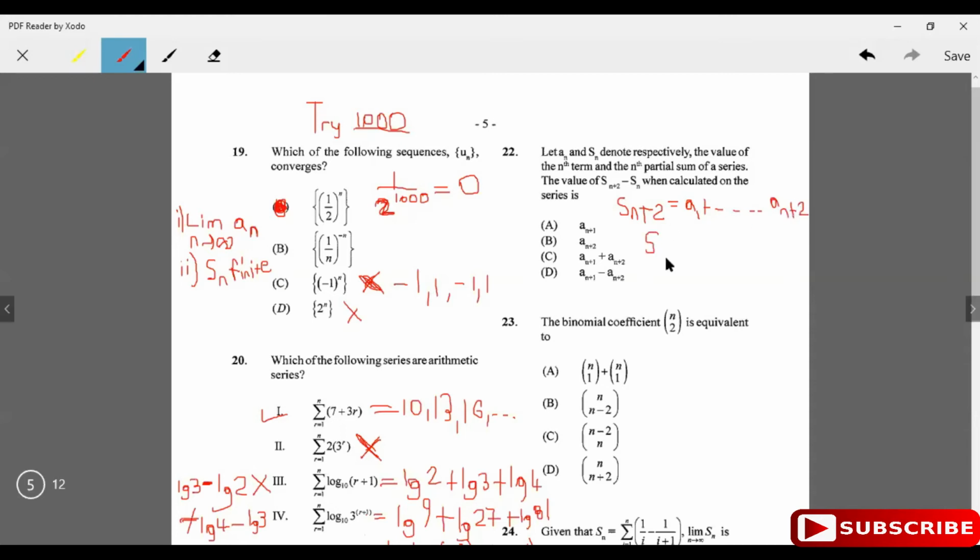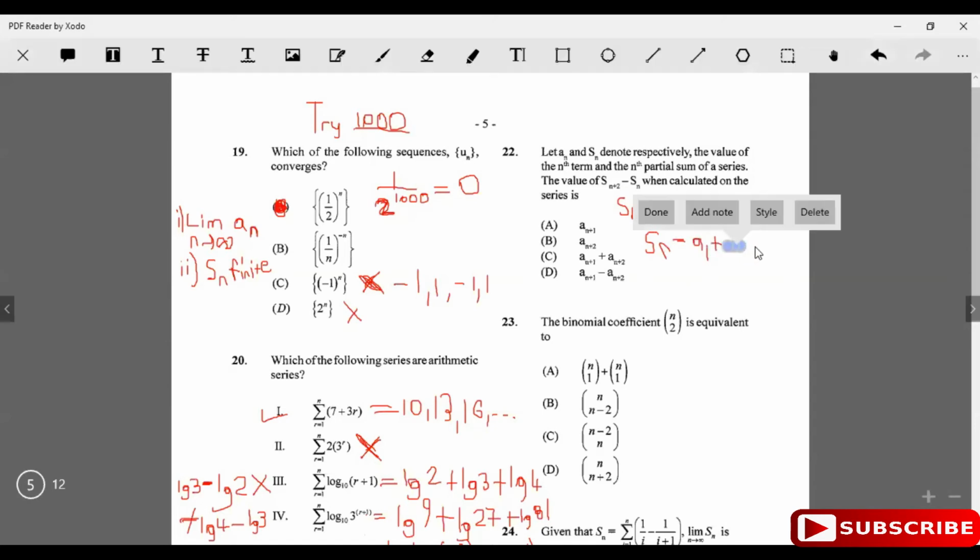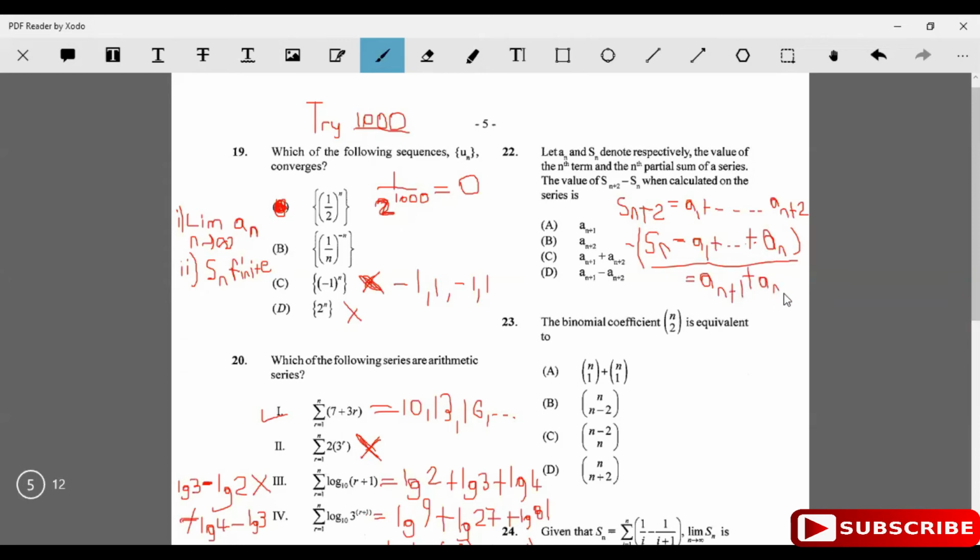So what are we left with in Sn plus 2 minus Sn? Just An plus 2? Look at it: if we subtract them, the A1s cancel, and everything cancels up to An. An plus 1 and An plus 2 will remain.